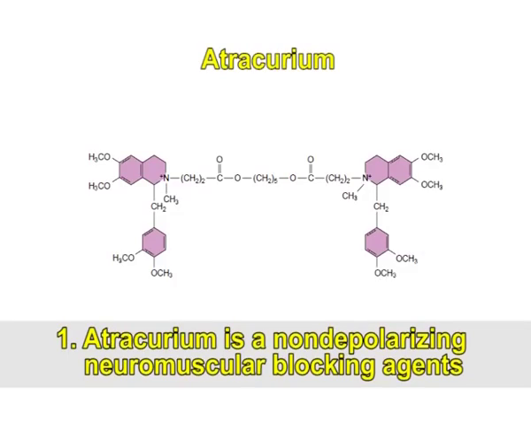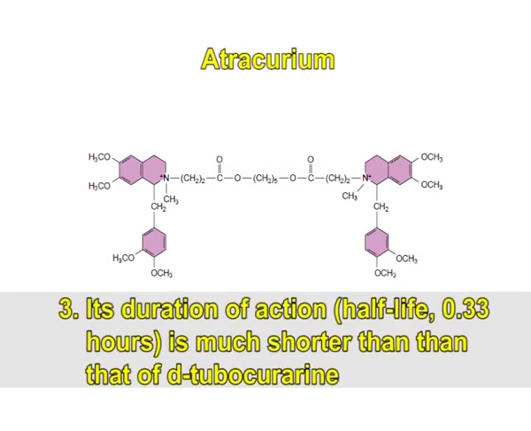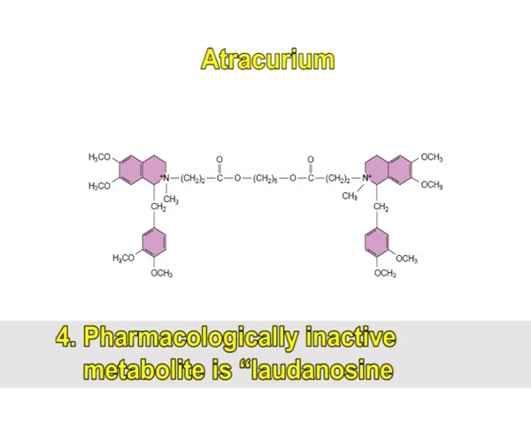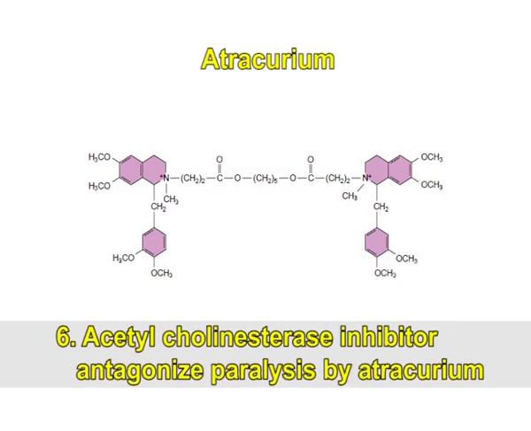Atracurium is a non-depolarizing neuromuscular blocking agent. It is approximately 2.5 times more potent than dextrorotatory tubocurarine. Its duration of action is about 0.33 hours, is much shorter than that of dextrorotatory tubocurarine. Pharmacologically inactive metabolite is laudanosine. Atracurium besylate breaks down by a Hofmann elimination reaction. Acetylcholinesterase inhibitors antagonize paralysis by atracurium.